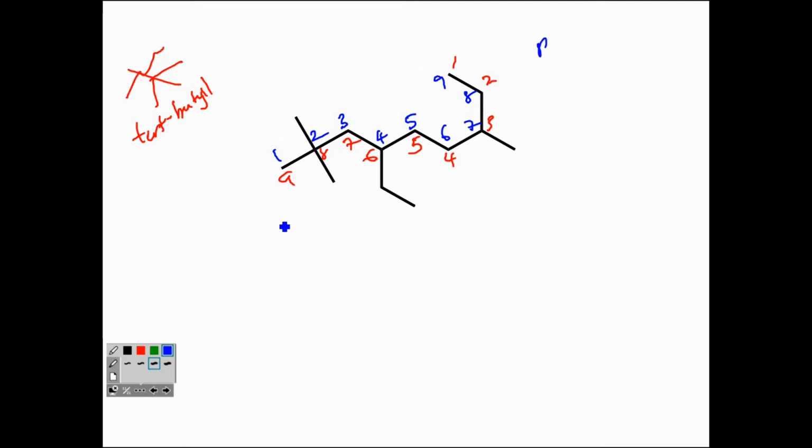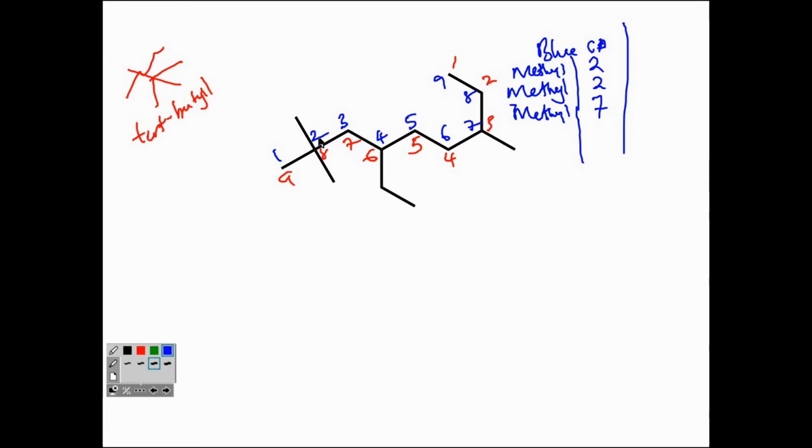So in blue, you have 2 methyls. In fact, you have a methyl on carbon number 2, another one on the same carbon, and another methyl on carbon number 7. So you have 2, 2, 7, and then you have an ethyl group on carbon number 4. Total, it's gonna be, let's see, 11 plus 4, this is 15.